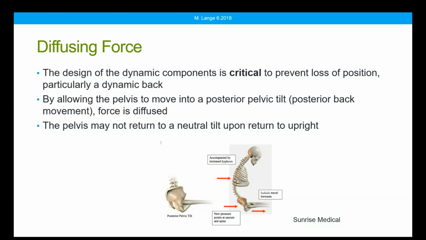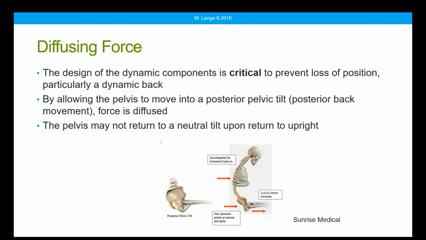Now, the design of the dynamic component itself is very, very important to prevent loss of position, particularly in the back, because when we allow the pelvis to move rearward with a dynamic back, force is diffused, but the pelvis may not return to a neutral tilt upon return to upright.